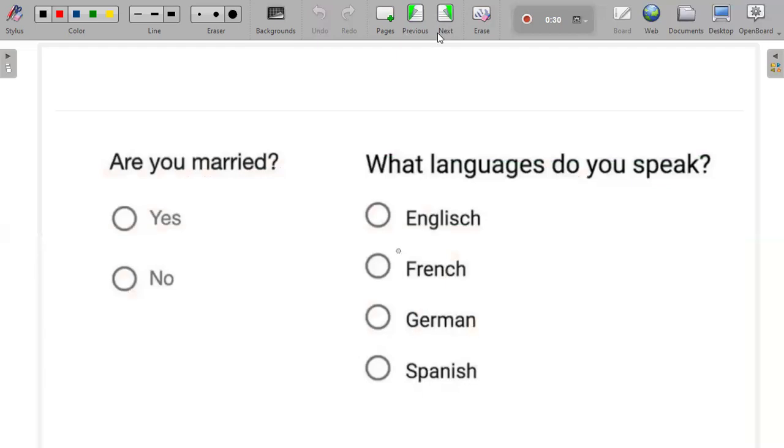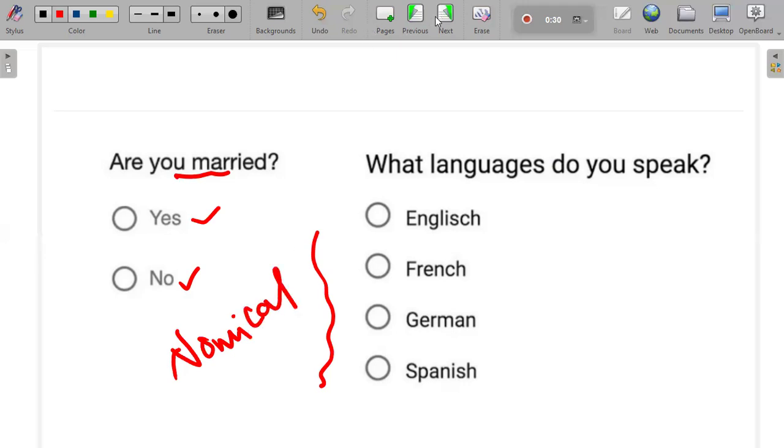Even this here is an example. It's just categorizing you. Are you married? If yes, you will be grouped under those that are married. If not, you'll be grouped under those that are not married. And then even the languages you speak. So this here is nominal, purely descriptive data.